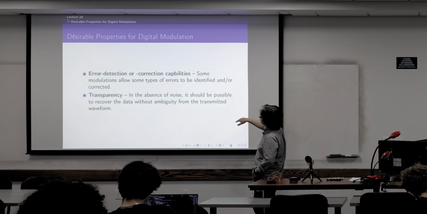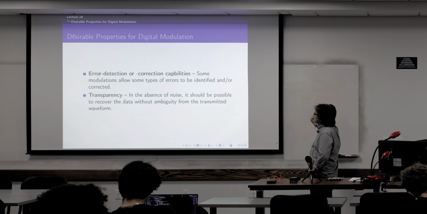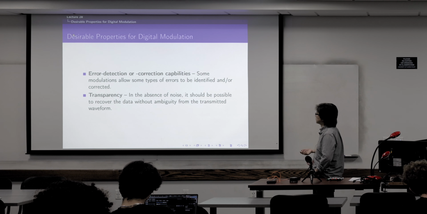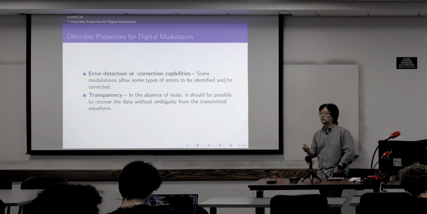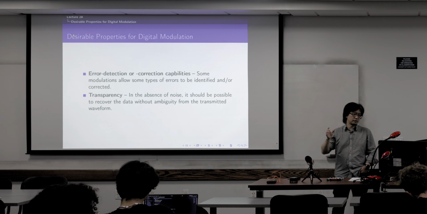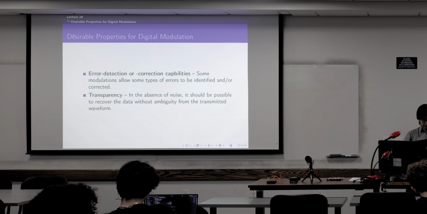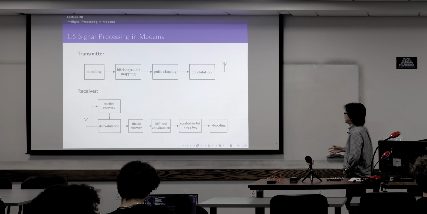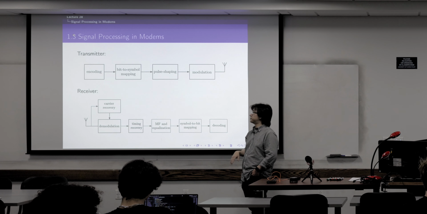Okay, and the last thing that we want is called transparency. Basically, if we don't have noise, then it should be possible to recover the data without ambiguity from the transmitted waveform. So if there's no noise, no distortion, we should be able to recover the signal exactly. Those are a few desired properties that we want. And from now on, we're going to cover specific modulation schemes for digital communication.